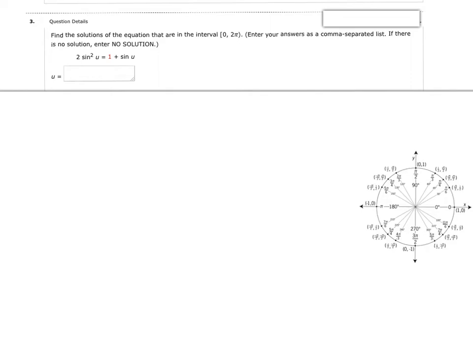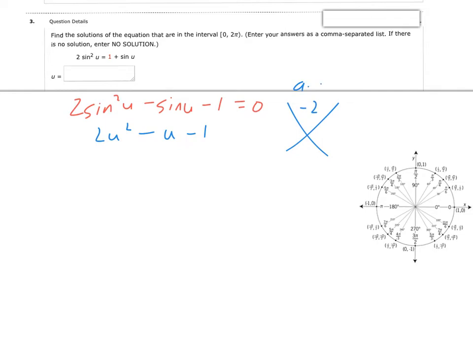All right, next up here, we're going to get one side to 0, so I got 2 sine squared u minus sine u minus 1 equals 0. I'm going to move everything to the left. And then I'm going to use u substitution here. So I'm going to say 2u squared minus u minus 1. I'm just going to do this to kind of help me factor this. So I'm thinking of two numbers that multiply to a times c, which is negative 2, and add to negative 1, which is b. So it'll be negative 2 and positive 1.